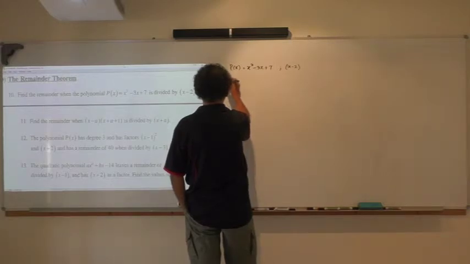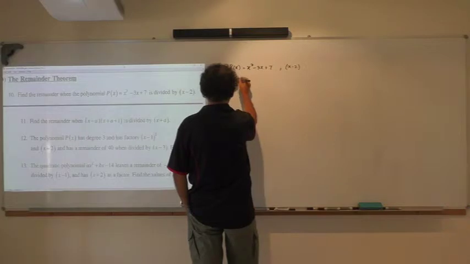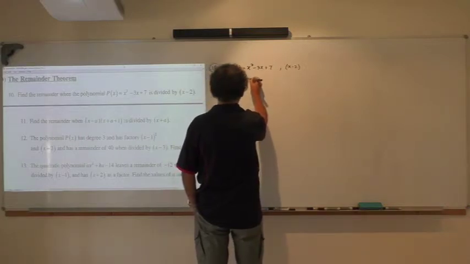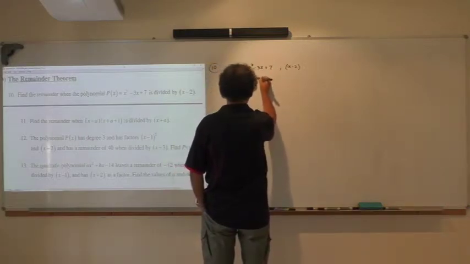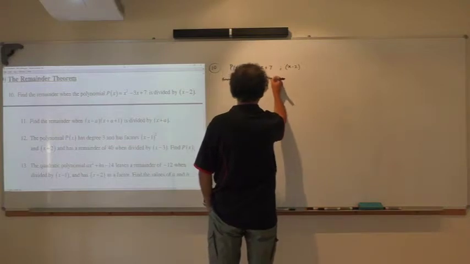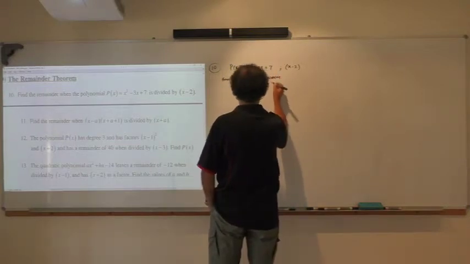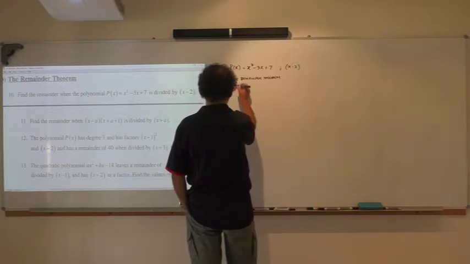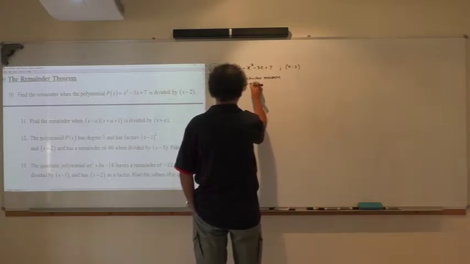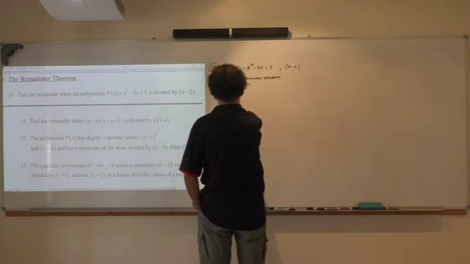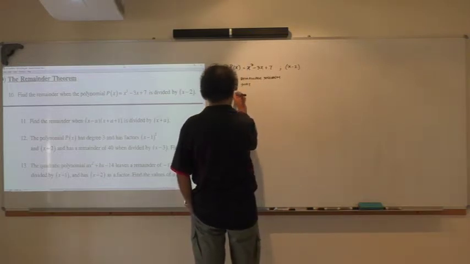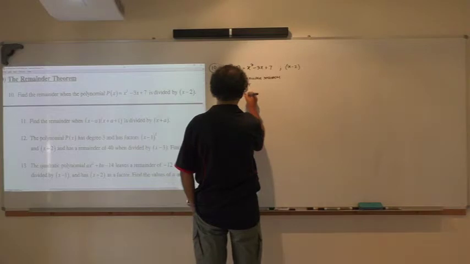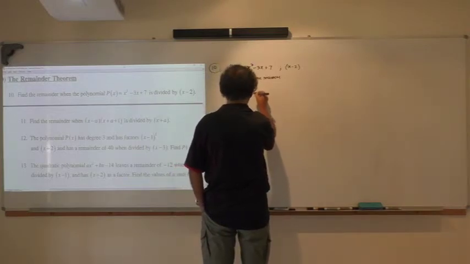So we're going to say, from the remainder theorem, we have that p of 2 is the remainder.